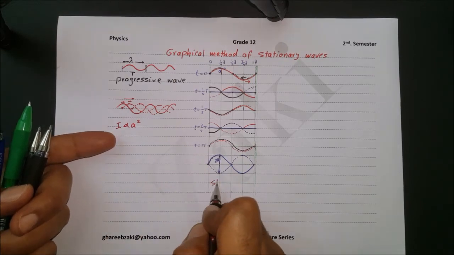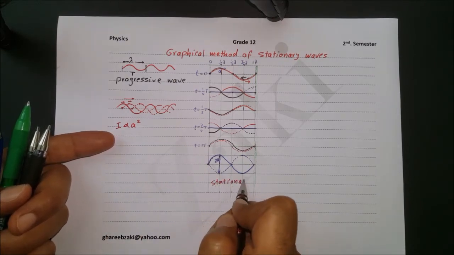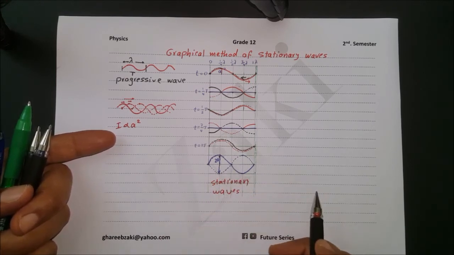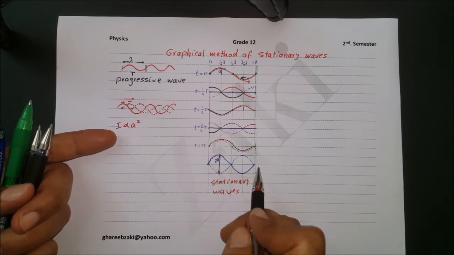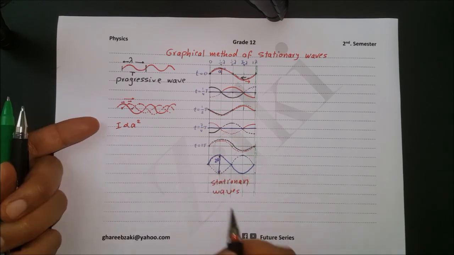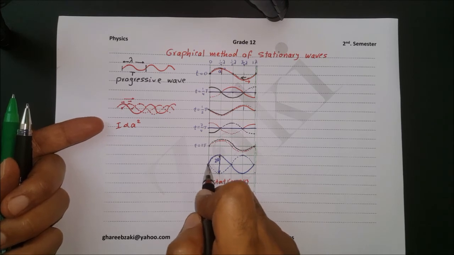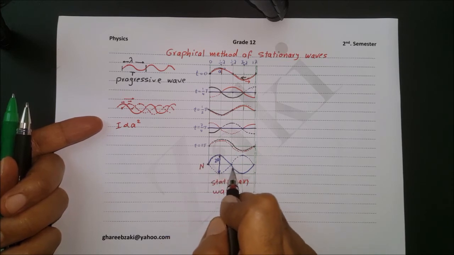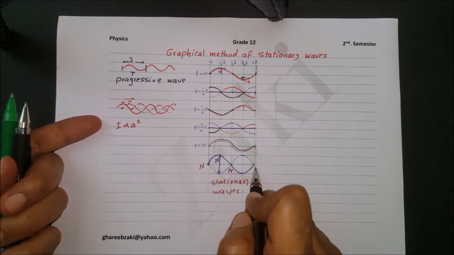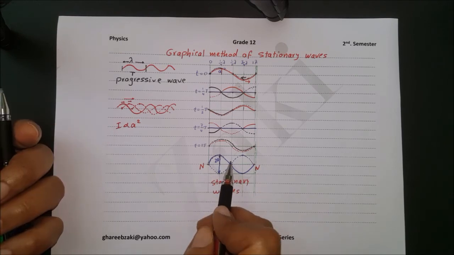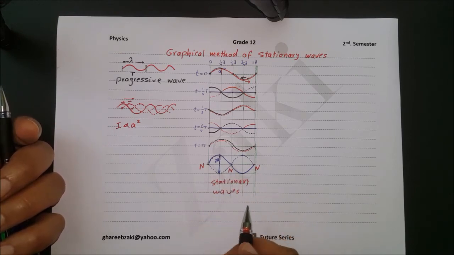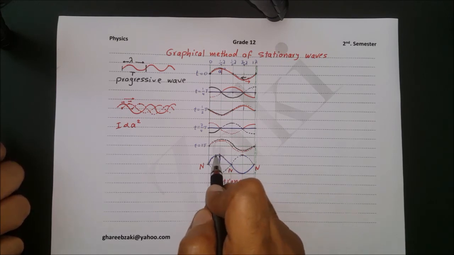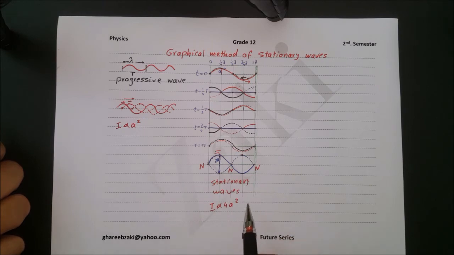In a stationary wave, the energy exists but does not propagate. The energy does not transfer from place to place. The points that have 0 amplitude are called nodes, denoted by N. So this point is a node, this point is a node. The distance between two nodes equals half lambda. When the amplitude increases, resonance occurs in the case of stationary waves.